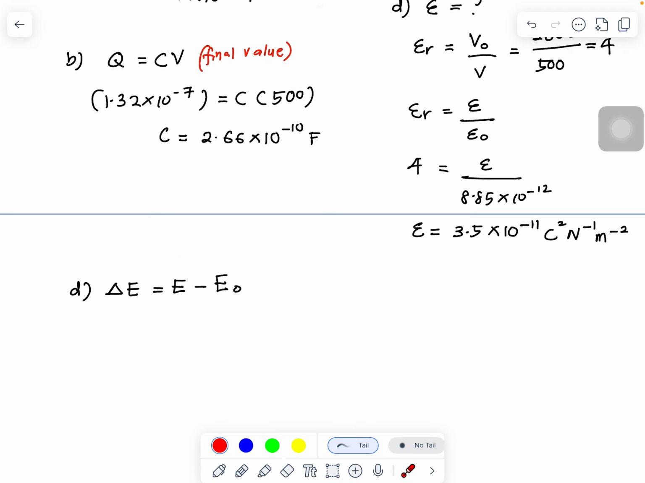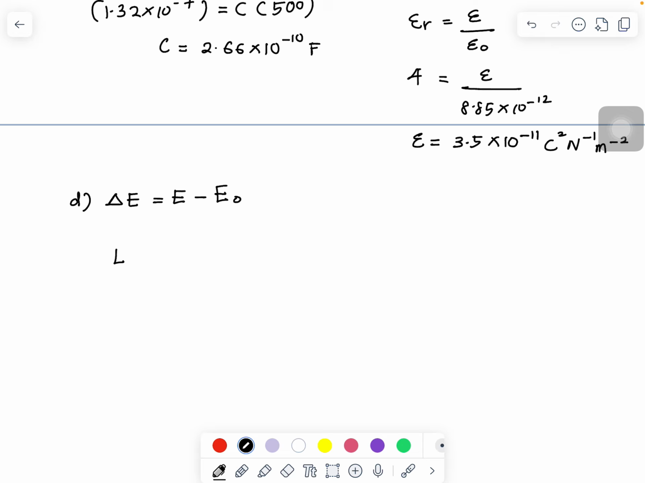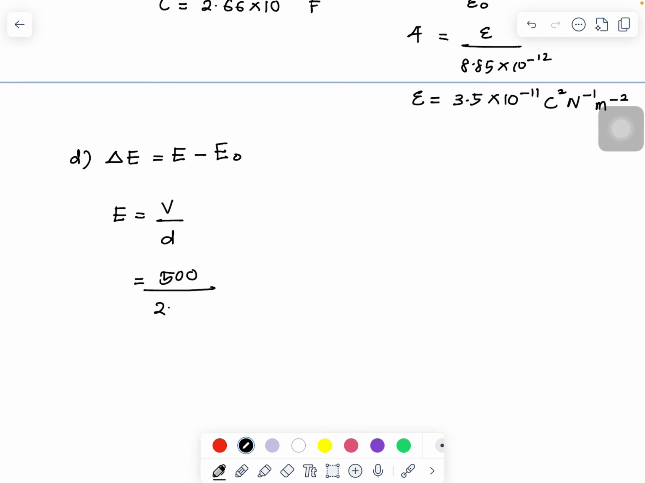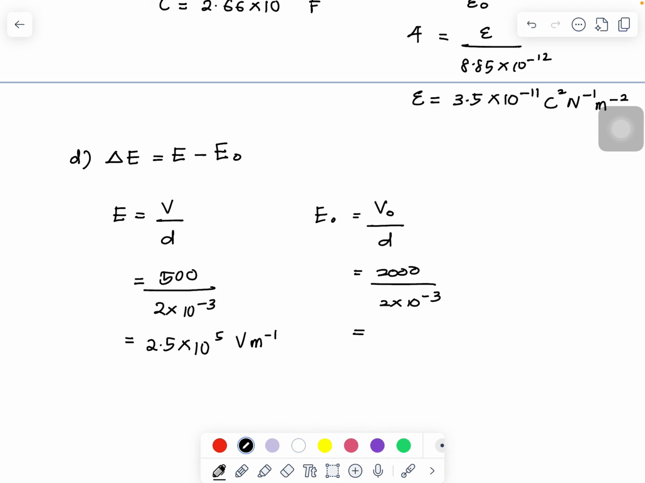Electric field gunakan formula daripada first chapter, di mana E equal to V over d. So untuk final V kita is 500, d tetap sama, the distance dia tidak berubah, voltage saja yang berubah. So this one you will get 2.5 exponent 5 volt per meter. And then untuk initial, gunakan V naught, which is 2000 divided by 2 exponent negative 3. So dapatlah E naught is 1 exponent 6 volt per meter.